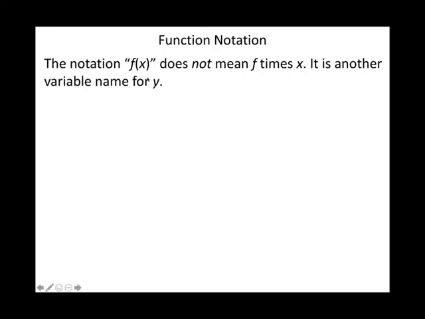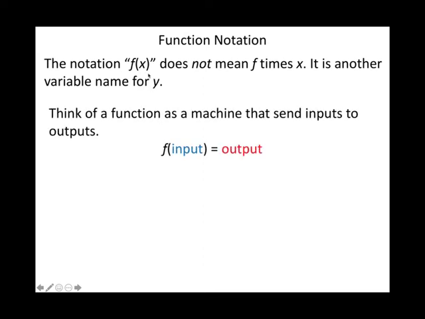The notation f of x does not mean f times x. It is another variable name for the y. Y is equal to f of x. We just replace the y with f of x in here. And think of the function as a machine that sends inputs to outputs. You could plug in anything, this is going to be your input, and then plug into the linear equation. You're going to get the output from here.